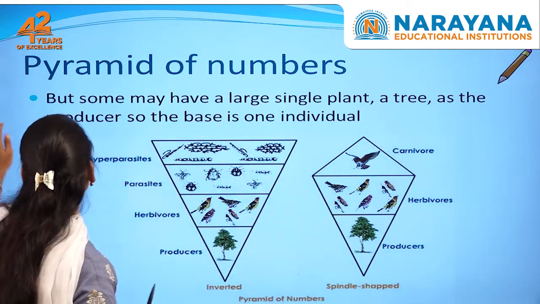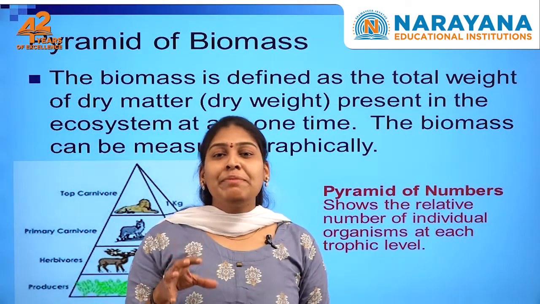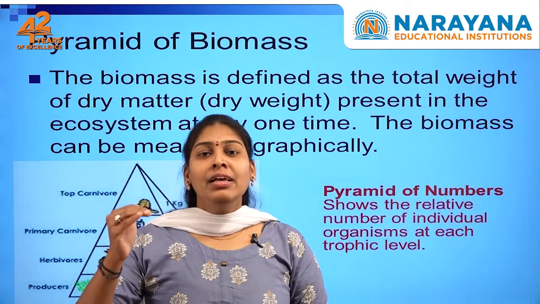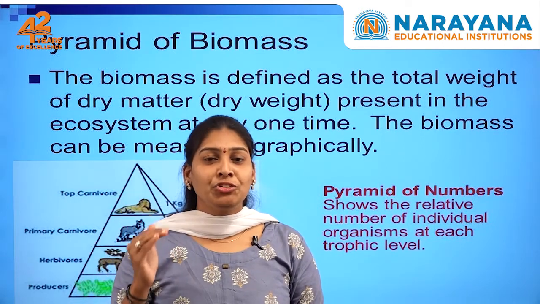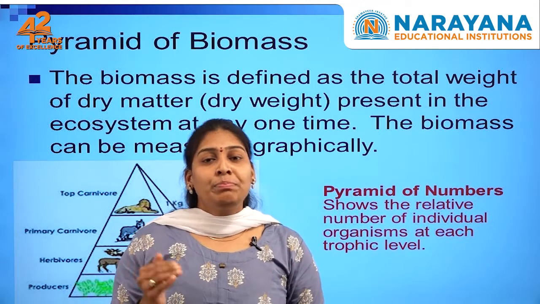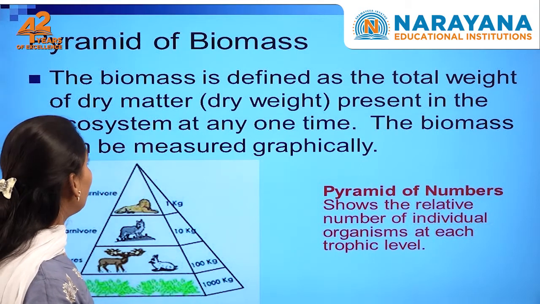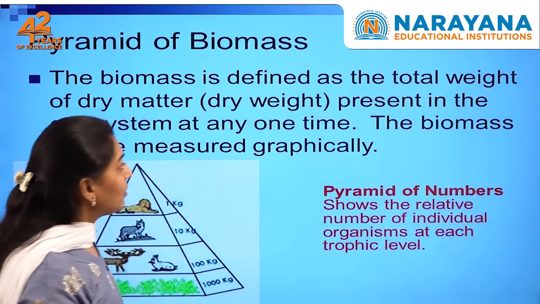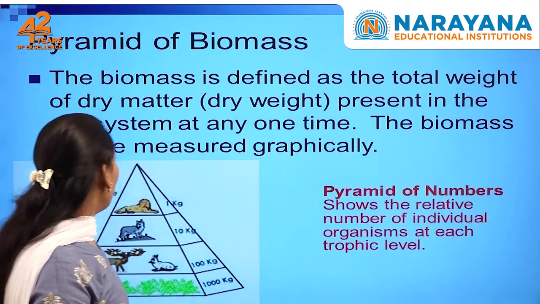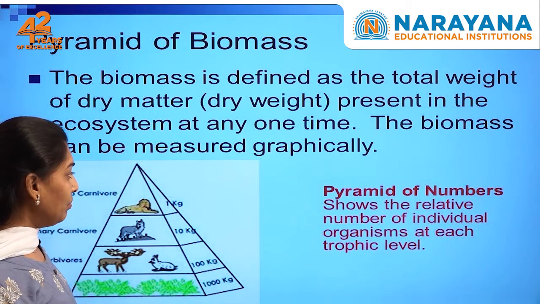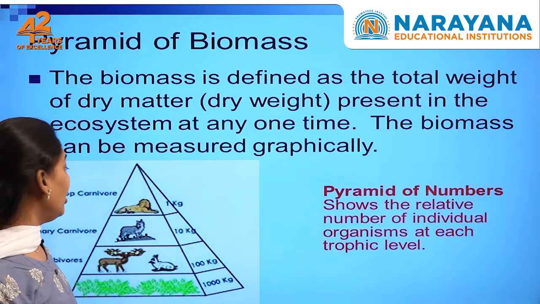Let's have a glance at the pyramid of biomass. The living content present in each trophic level is called the pyramid of biomass. The quantity of living matter in each trophic level is known as the pyramid of biomass. Biomass is defined as the total dry weight of matter present in each ecosystem at any time. The biomass can be measured graphically. Pyramid of number shows the relative number of individual organisms at each trophic level.